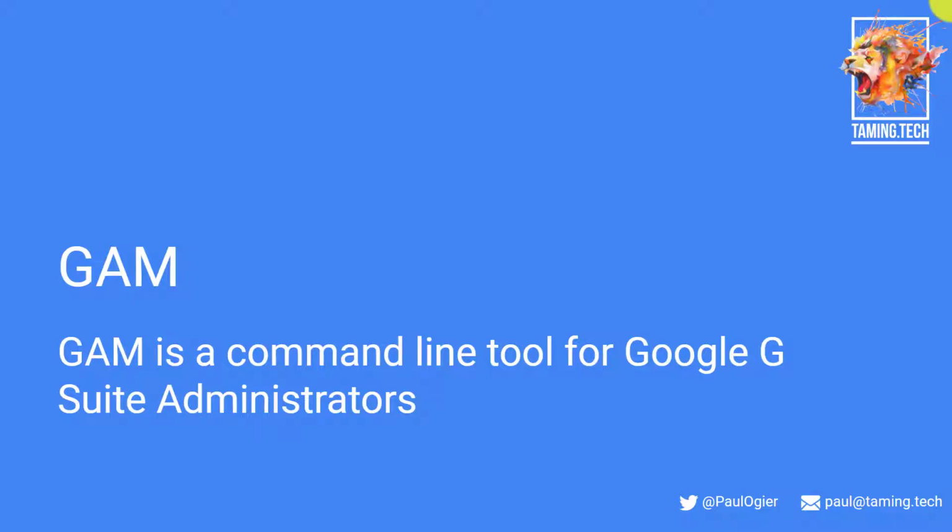Okay, we're going to quickly talk about GAM. And GAM is a command line tool for Google G Suite administrators. Now, depending on how big or small your domain is, you might use this or you might not. If you're familiar with Office 365, you know that a lot of stuff needs PowerShell to run. And a lot of stuff doesn't, but it makes it a lot simpler. It makes your administration a lot faster.